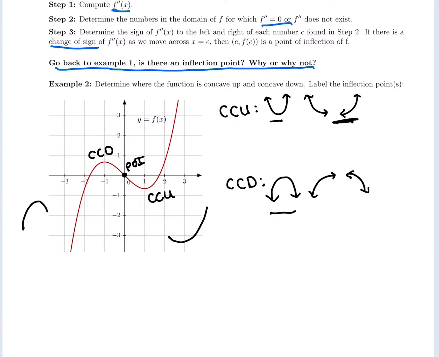Points of inflection are really hard to spot because it's between concavity. It's not really siding with concave down. It's where it's kind of switching from down to up or up to down.